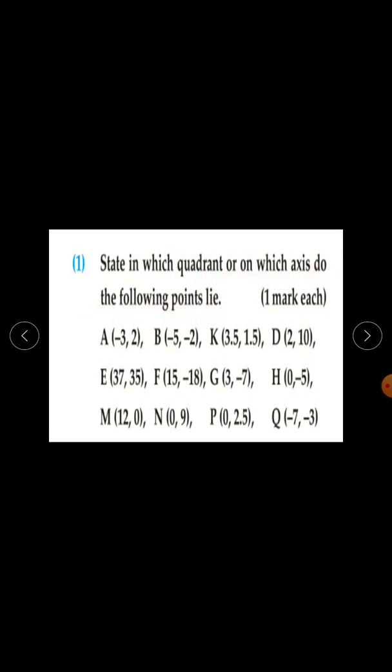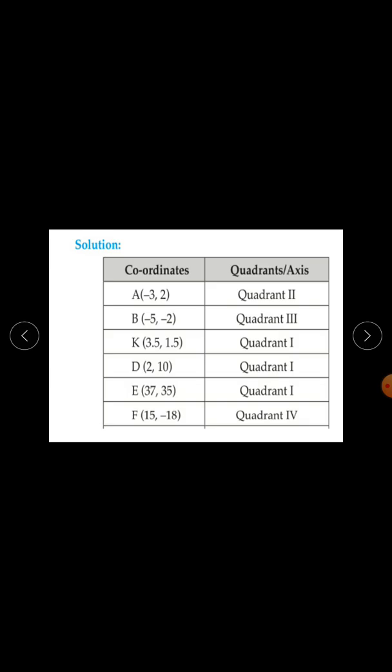Some points are given: A, B, K, D, E, F, G, H, M, N, P, Q. So, state in which quadrant or on which axis do the following points lie. So, make two columns. First column coordinates, second column quadrants or axis. So, first point is given A, and for this point A coordinates are -3 and 2.